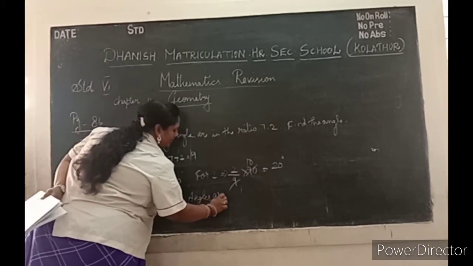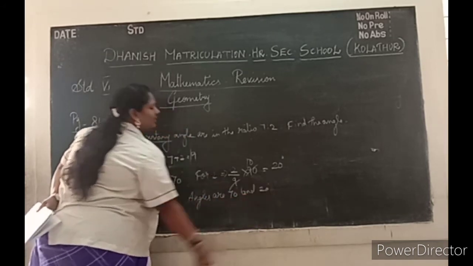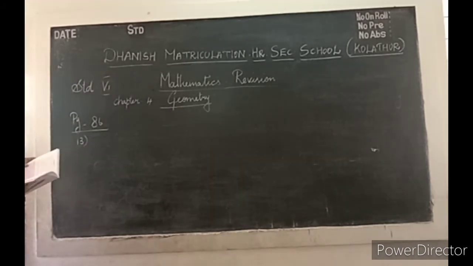So what are the angles? The angles are 70 degrees and 20 degrees. The question is on the same page, page number 86. We'll go with the 13th question.